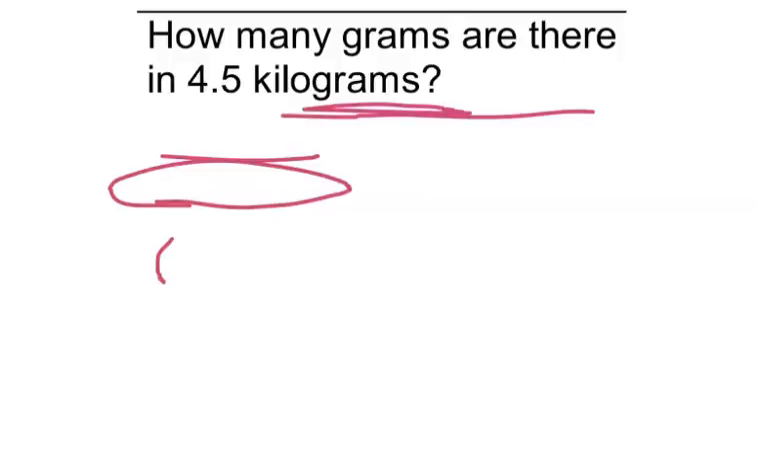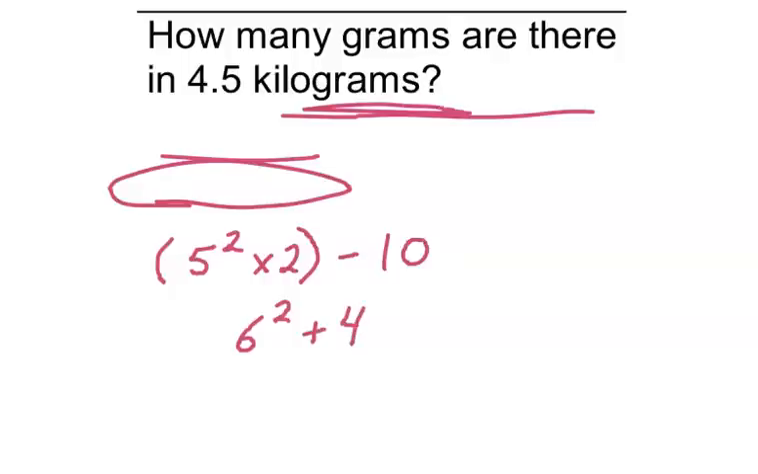Okay, so I'm going to start off with 5 squared times 2. Well, 5 squared is 25, times 2 is 50. Then I'd have to subtract 10 from that, and that would give me 40. So that's one thing you could do. Or what if you did 6 squared? 6 times 6 is 36, plus 4 more. That would give you 40.